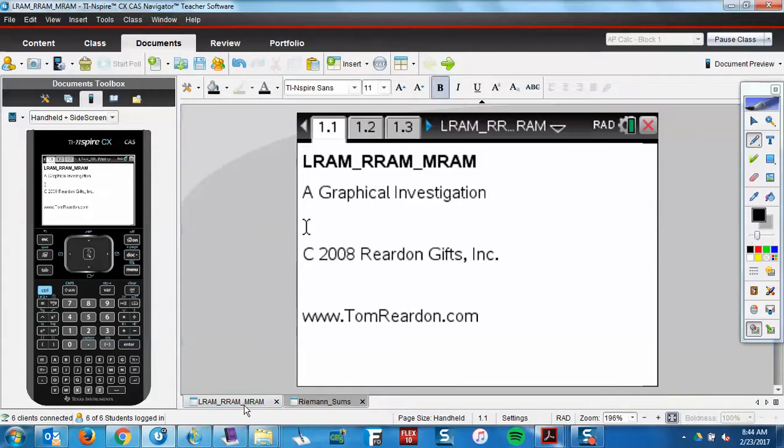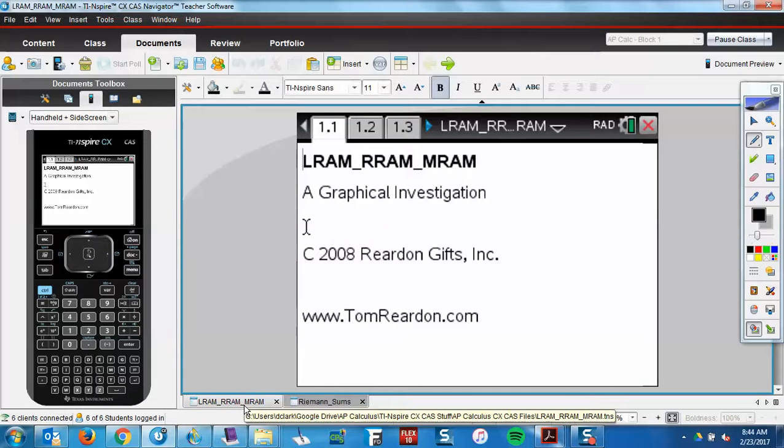Okay, and I want you to open this one first, the one that says LRAM, RRAM. Now, you're not going to have to do a whole lot with these, but you have them. Did everybody get them? Okay, and you might have to go to the home screen to find it in your documents. So the one that says LRAM, RRAM.